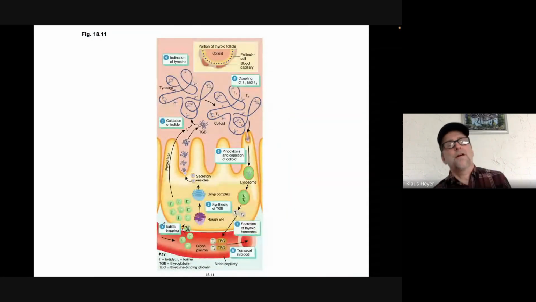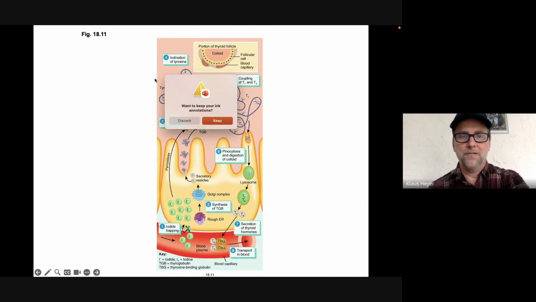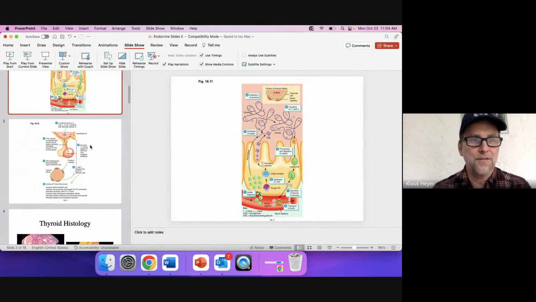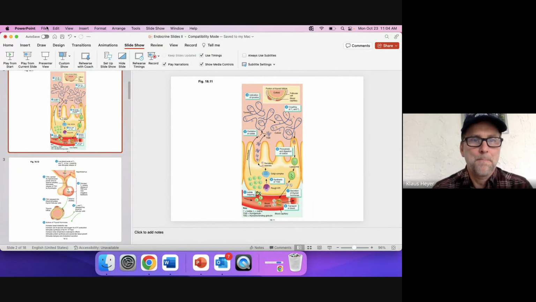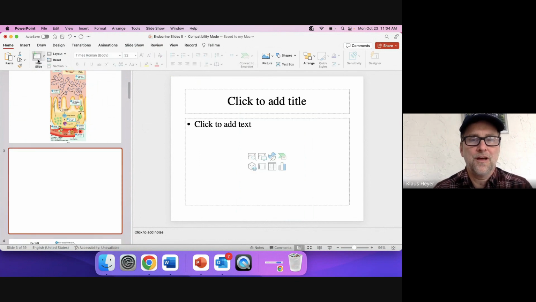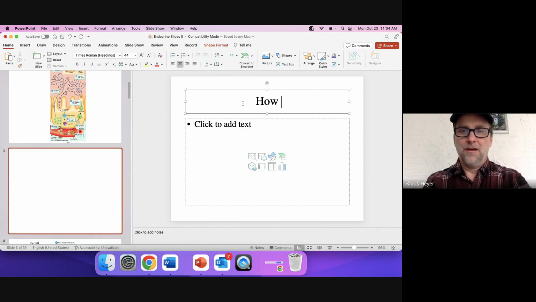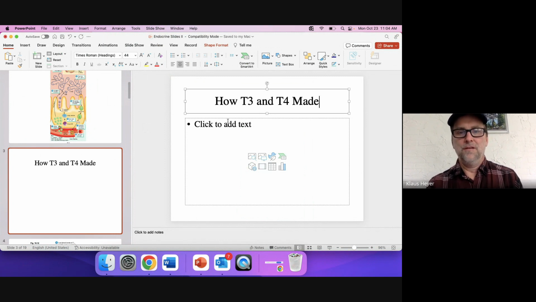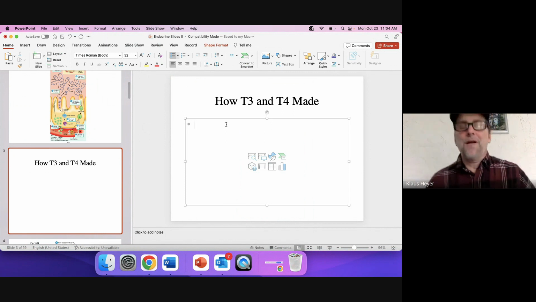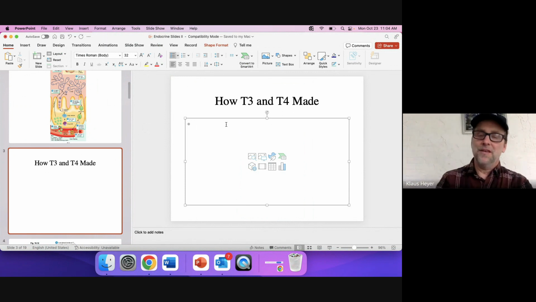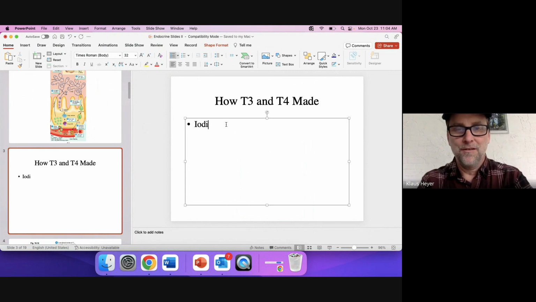Back. All right, I'm going to make a new slide here. And I'll just type it out, which means we'll work through it together. New slide. How T3 and T4 are made. Step 1, we trap the iodine, so we call that iodide trapping.